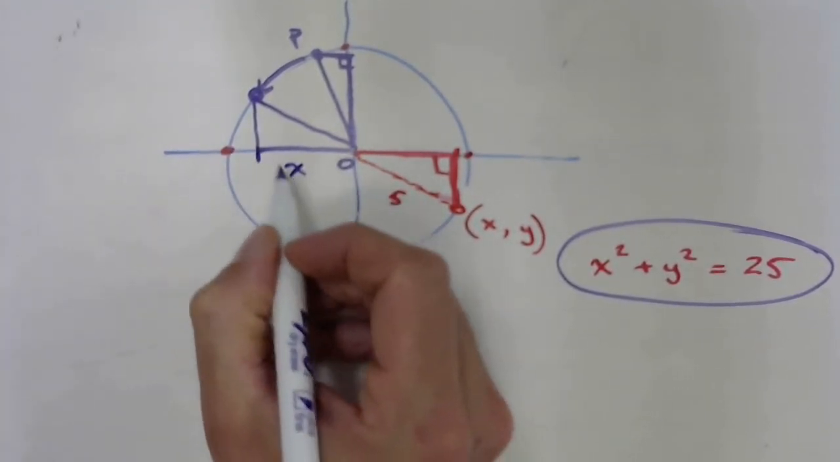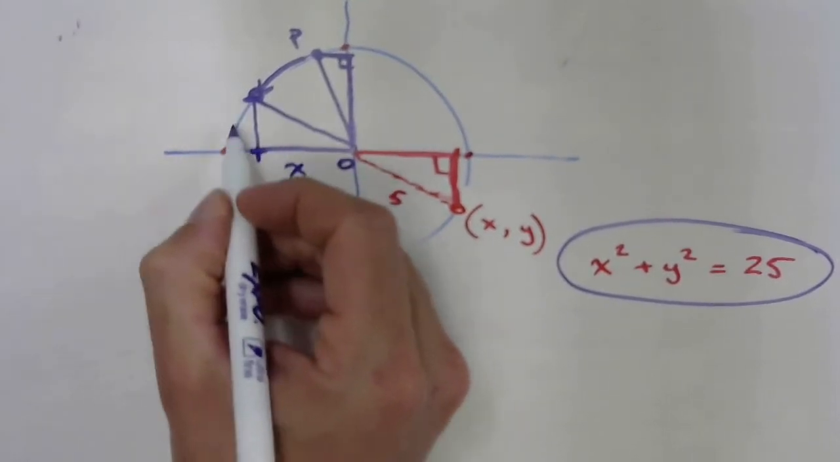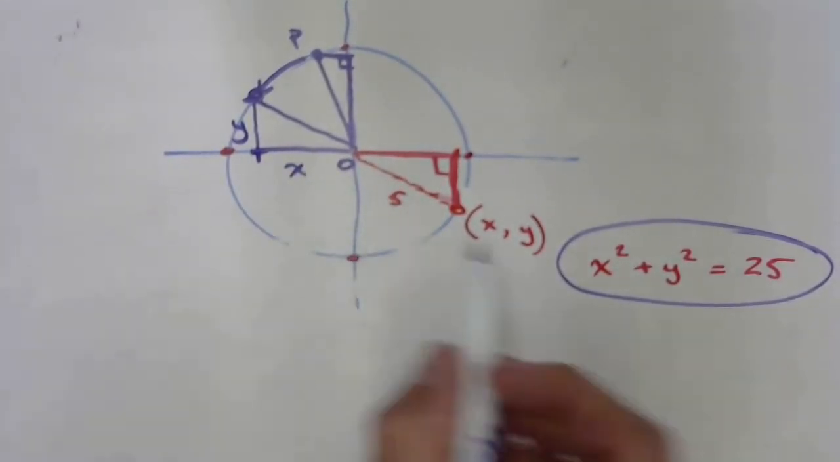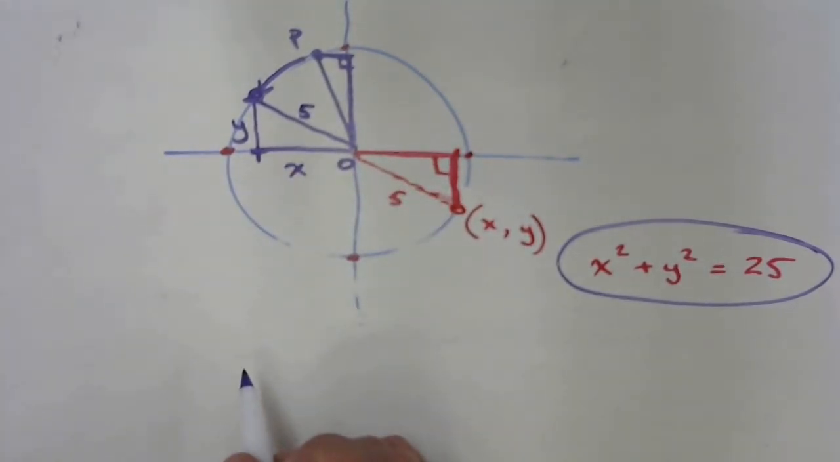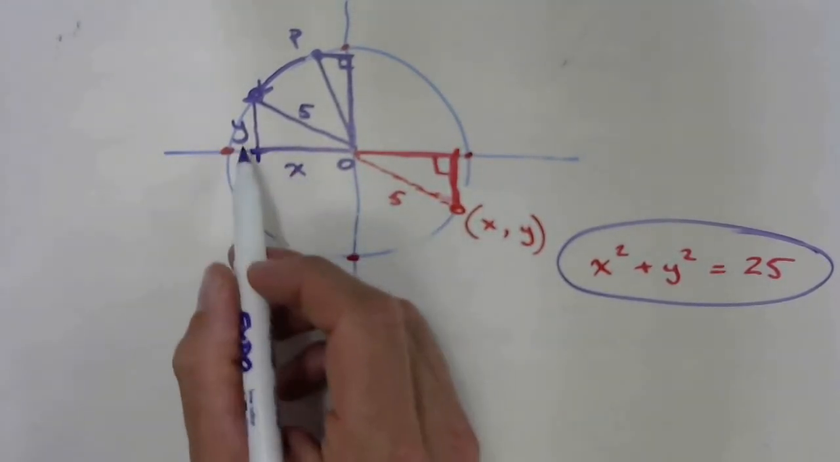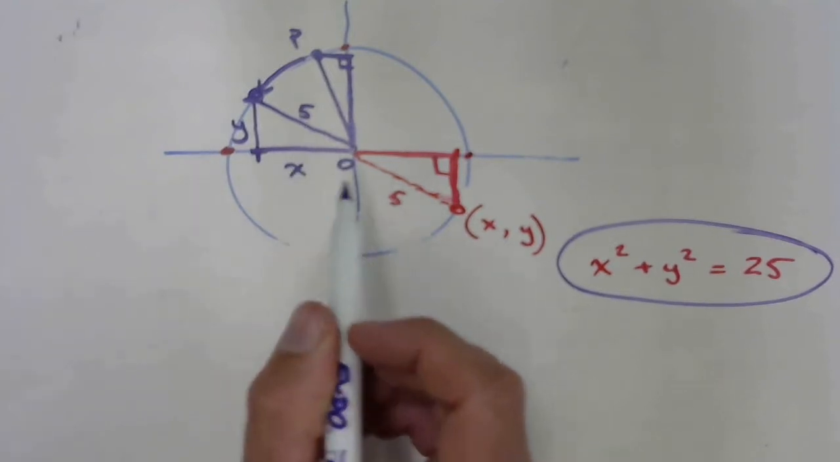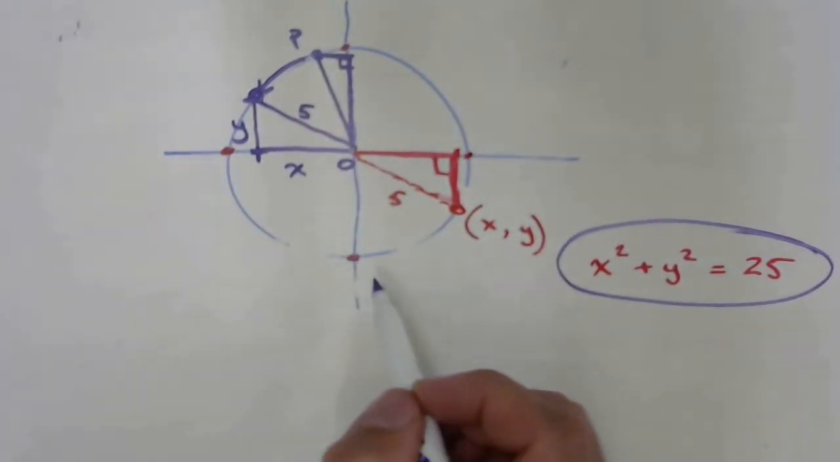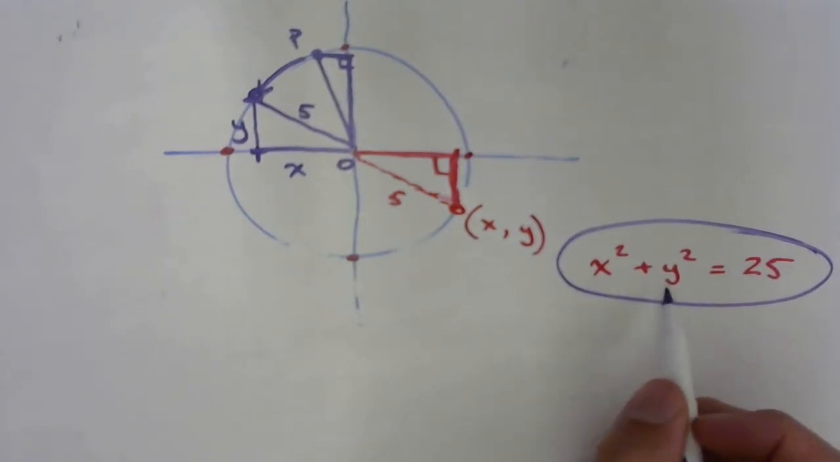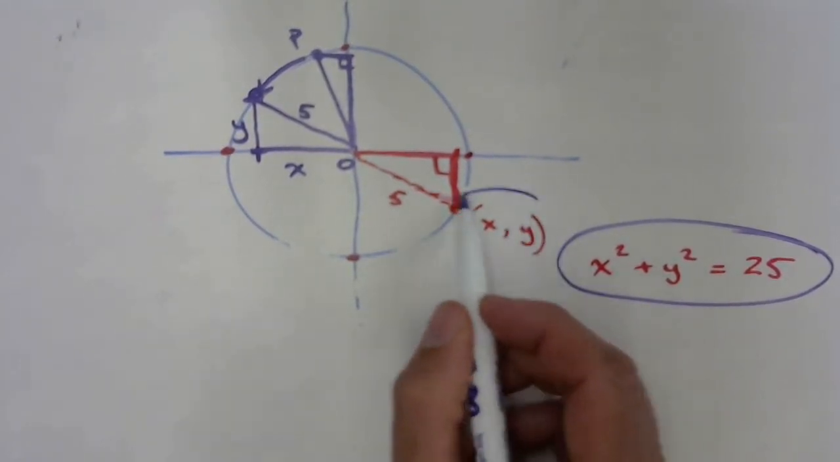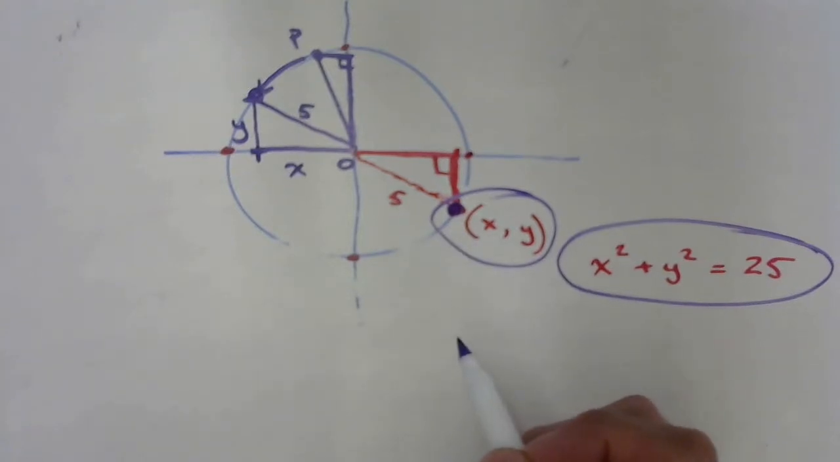Here's my distance in x. From here to here is my distance in y. And this relationship is still going to be true because my hypotenuse is still going to be 5. A squared plus b squared will equal c squared, and that will satisfy the equation. That gives me this equation for the circle. Any combination of x and y where this is true means that point is on the circle.